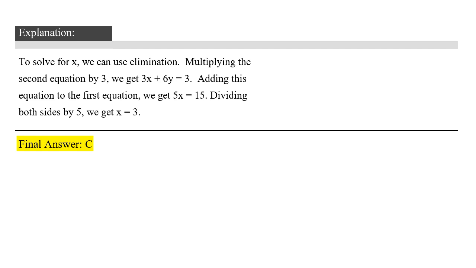To solve for x, we can use elimination. Multiplying the second equation by 3, we get 3x plus 6y equals 3. Adding this equation to the first equation, we get 5x equals 15. Dividing both sides by 5, we get x equals 3.